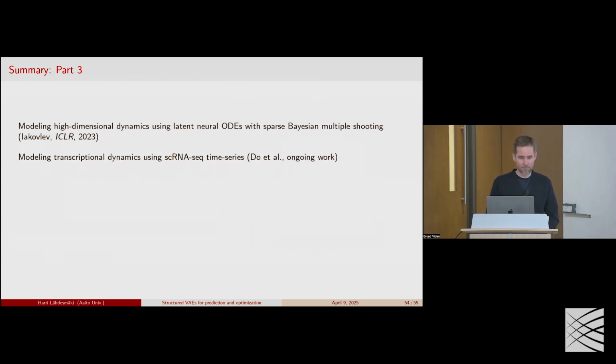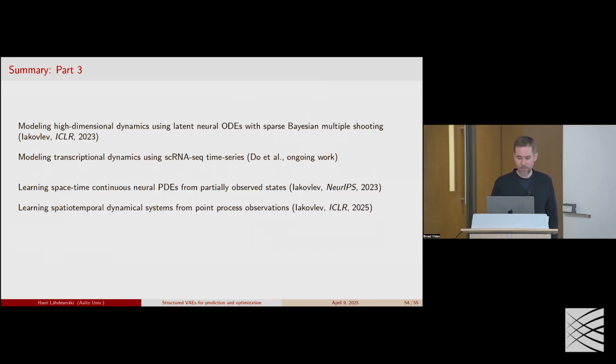So that was part 3. We have been working for quite a long time on these latent variable neural or Gaussian process differential equation models, and lately also focusing on modeling transcriptional dynamics using these techniques, both using dynamics models as well as the correlation models that I explained earlier, and we would be happy to discuss more about those if you are interested. We have also extended these techniques to partial differential equation type systems.